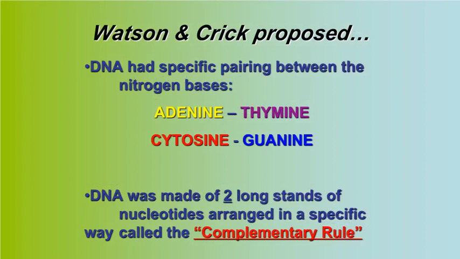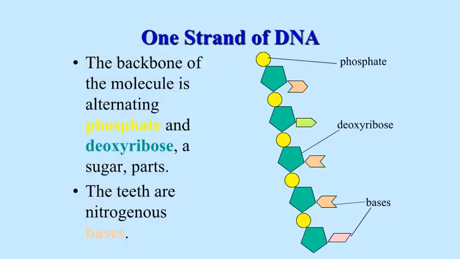Adenine, thymine. Cytosine, guanine. DNA was made of two long strands of nucleotides arranged in a specific way called the complementary rule. One strand of DNA. The backbone of the molecule is alternating phosphate and deoxyribose, a sugar, parts. The teeth are nitrogenous bases.